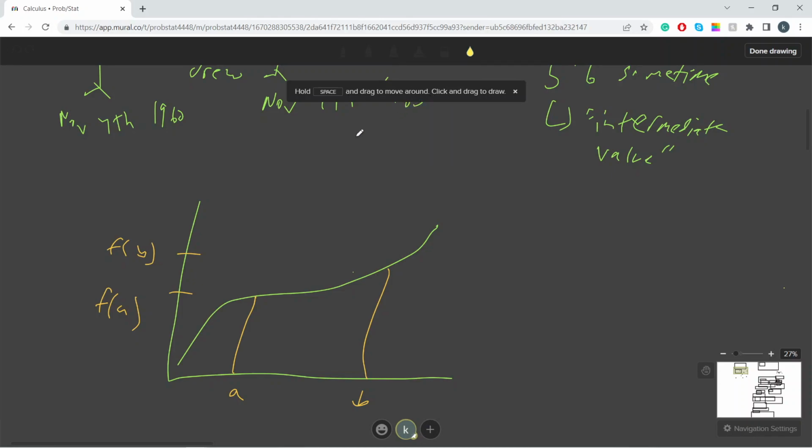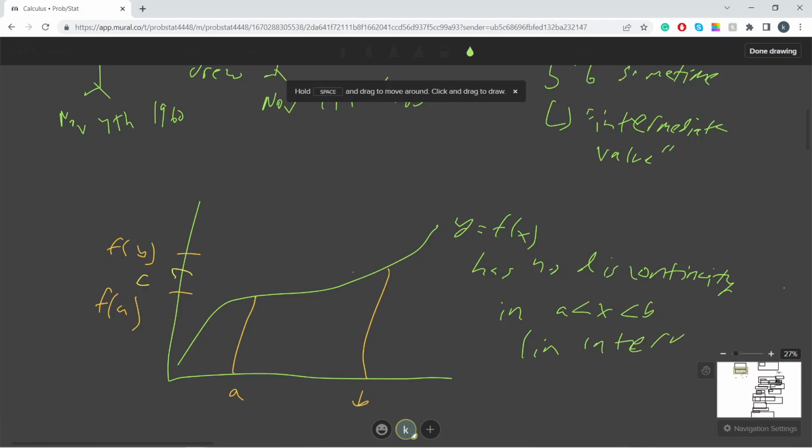Now, let's say that there was some value c right here. What is true? Well, we know in this case, from the looks of the visual, this function has no discontinuity for a less than x less than b. So in the interval a, b, we know that there's no discontinuity.